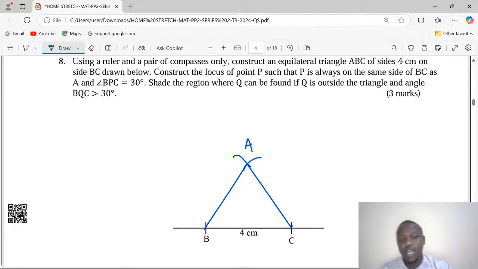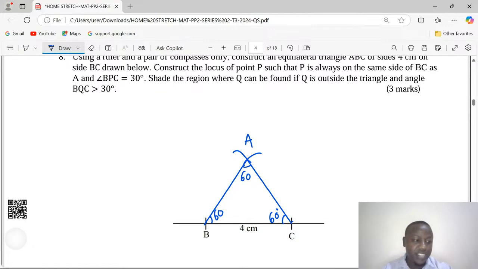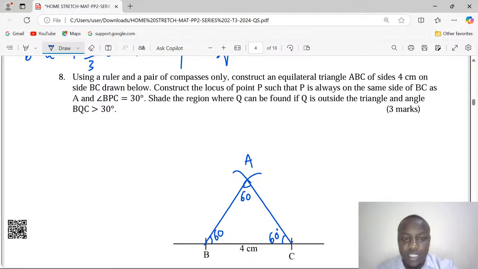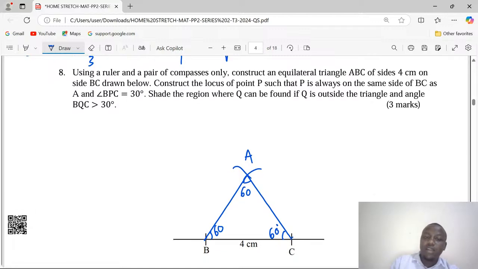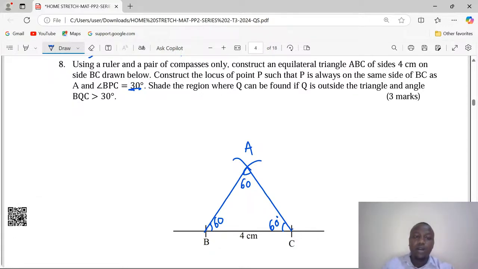Now with the equilateral triangle, remember all the angles are automatically 60. You don't need to measure or construct any. They are automatically 60 degrees. Now with that, we can go to the next instruction of constructing the locus of points P such that it is 30 degrees. We can use BC to project an angle of 30 degrees on that locus.